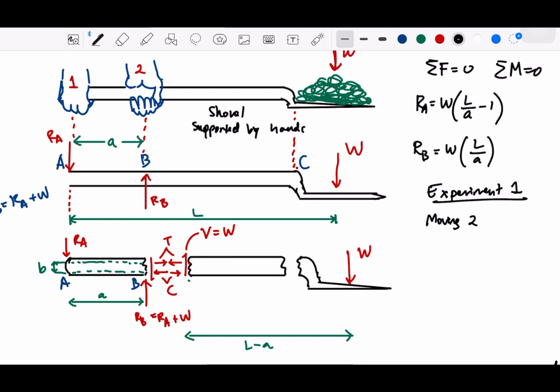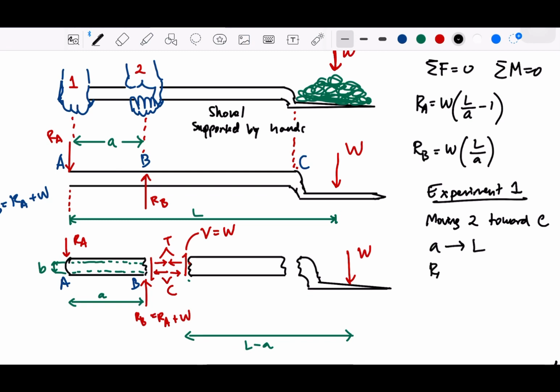So moving from B toward C. So this is saying that a is getting to L. It's approaching L, so we are going to move our hands closer to C. And then from these formulations, we are going to see that if we get this closer to L, then RA is somewhat going to be 0, right? Somewhat going to be 0.